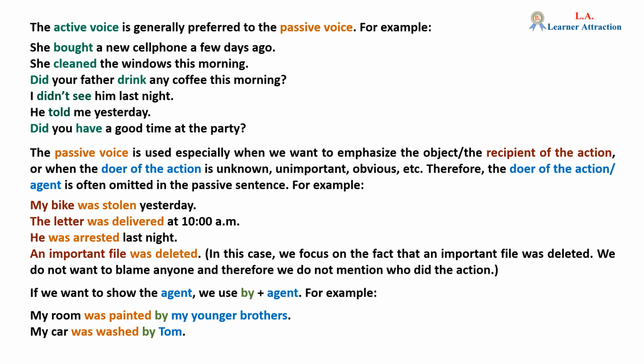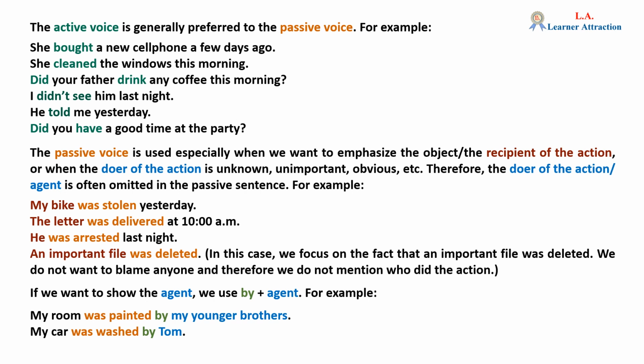The passive voice is used, especially when we want to emphasize the object, or the recipient of the action, or when the doer of the action is unknown, unimportant, obvious, etc. Therefore, the doer of the action, or the agent, is often omitted in the passive sentence. For example, my bike was stolen yesterday. The letter was delivered at 10 a.m. He was arrested last night. An important file was deleted.